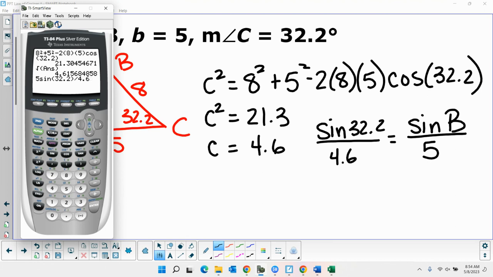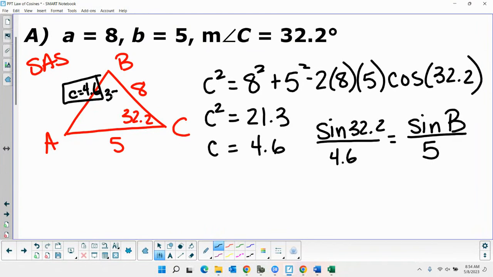All right, I get a decimal. It's not my angle yet. I have to hit inverse sine. Second sine, second answer. When you're finding an angle, you have to do that. Second sine, second answer. Close it up. 35.4 is angle B.